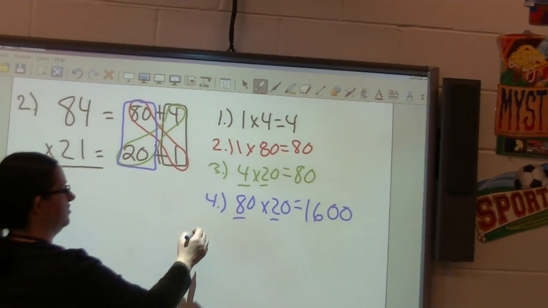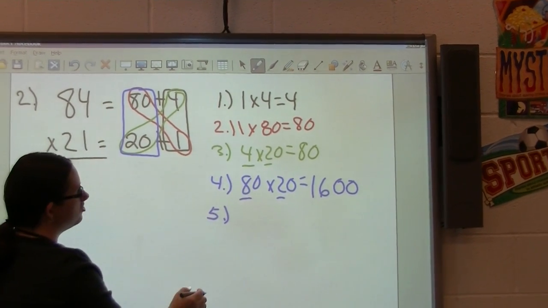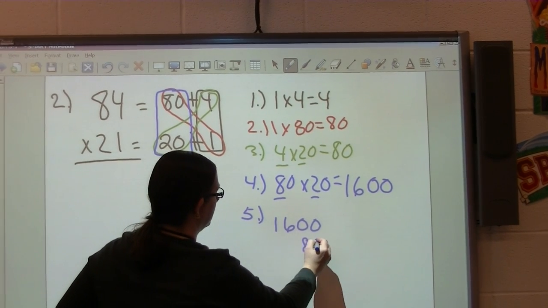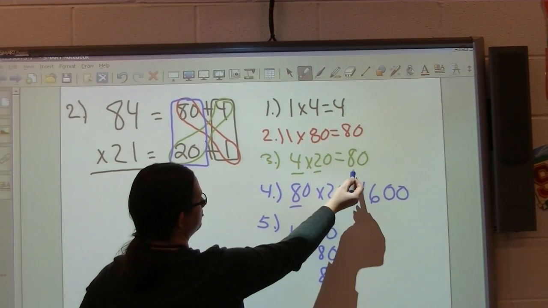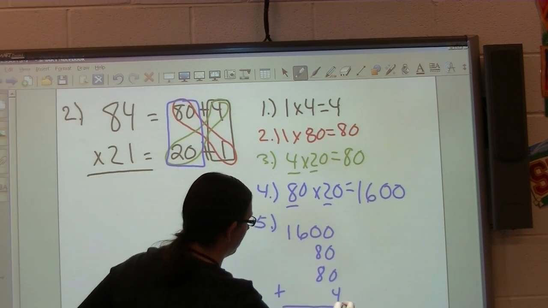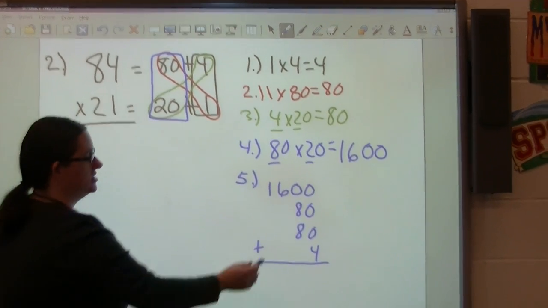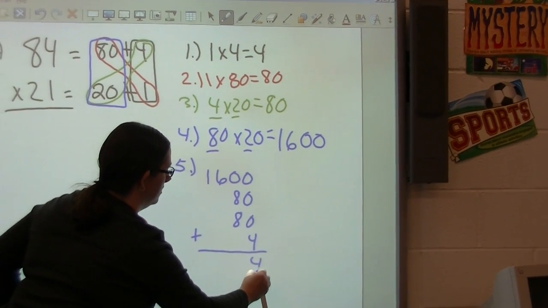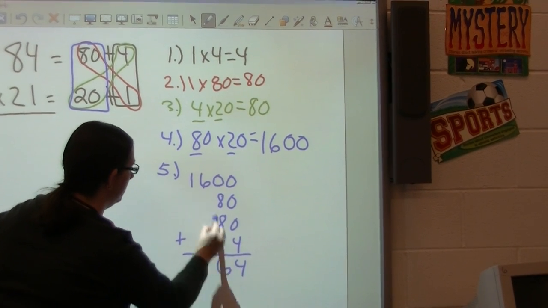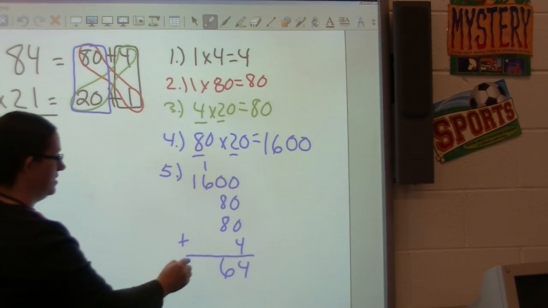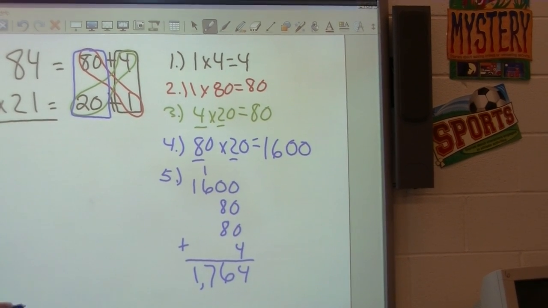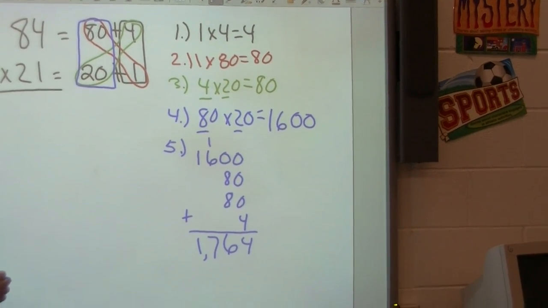Now our next step tells us to do what? To add all our partial products together. So I'm going to start with our biggest one and line them up all the way down. So it's 1600, 80, 80, and then we need 4. Making sure you line them up according to place value to get the correct answer. Zeros plus 4 gives me 4, good job. 8 plus 8 gives me 16, good, regroup. 1 plus 6 gives me 7. 1 plus nothing gives me 1 for 1,764. All right, good job.